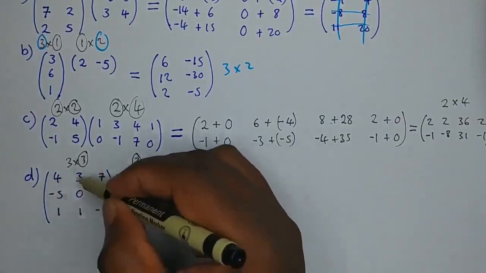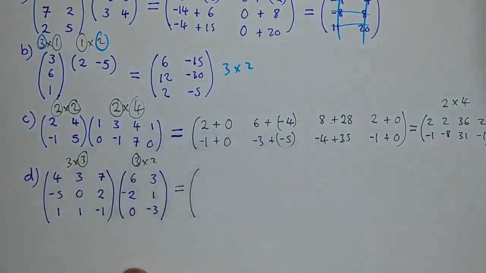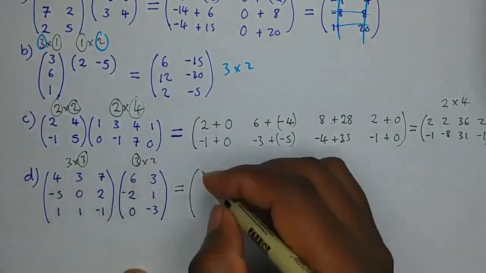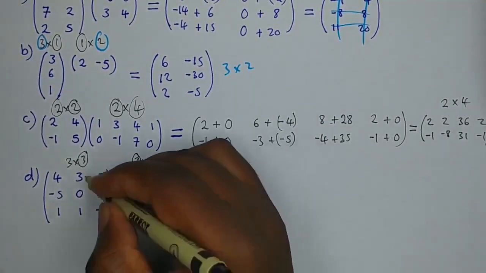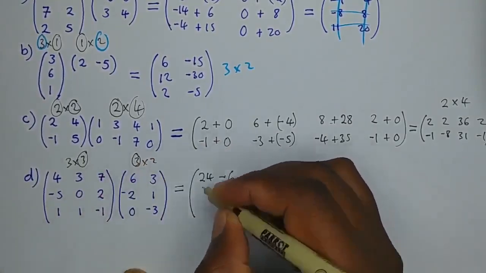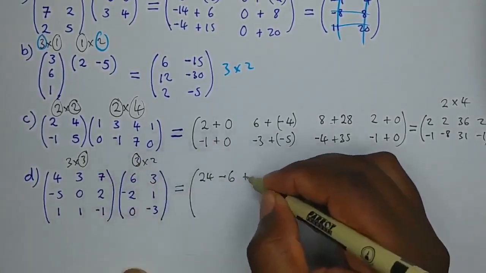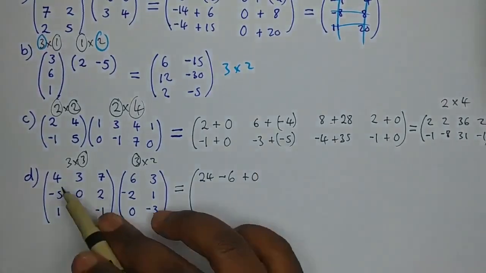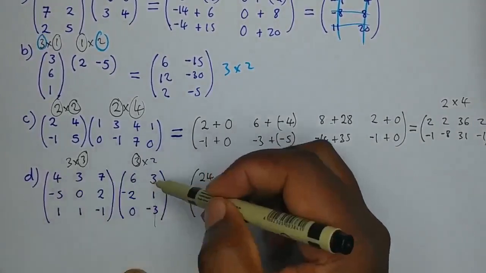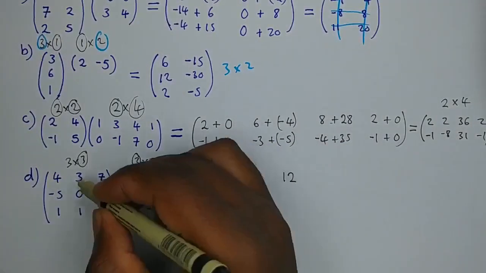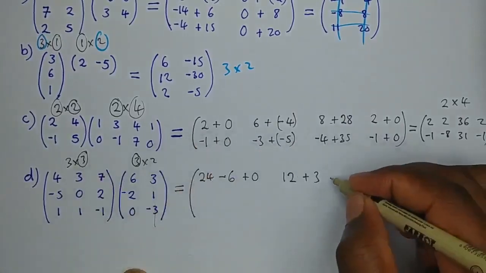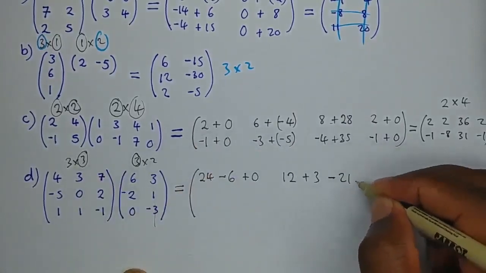Each row will multiply each column. So let's start. 4 times 6, we'll get a 24. 3 times negative 2, we'll get negative 6. 7 times 0, we just get a 0, like that. Again, the same row times the next column. So 4 times 3, we get a 12. 3 times 1, we get a 3. 7 times negative 3, we get 21.